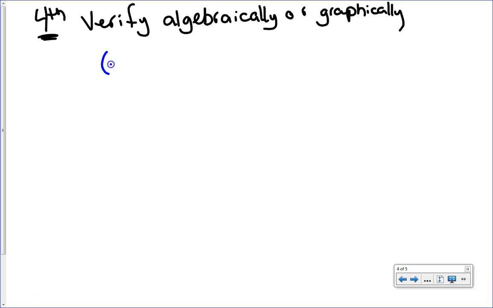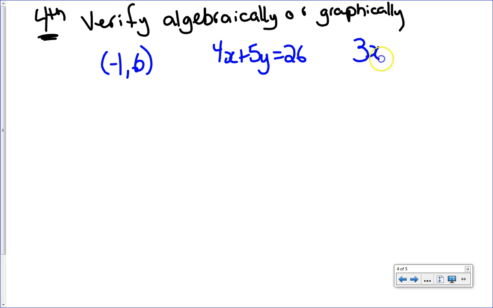So our point is (-1, 6). Sorry. And the two equations we started with were 4x plus 5y equals 26 and 3x equals y minus 9. Now, if it was up to me, I would choose to verify this algebraically, because I always find students make more errors rearranging to put it in their graphing calculator to verify the answer rather than solving algebraically. And algebraically, you can just type it in on your calculator really quickly.